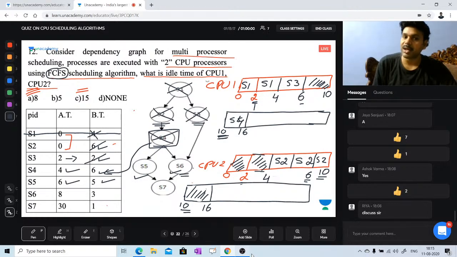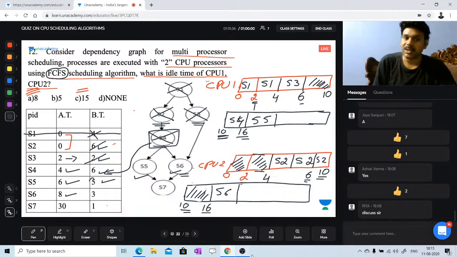Anyhow, they have arrived. This is arrived at 8. My timing is 10 to 16. I reached 16 there and here. Therefore, I can run S5 and S6 parallelly. So two processes I can give now. I am giving S5 to here, and I am giving S6 to here.